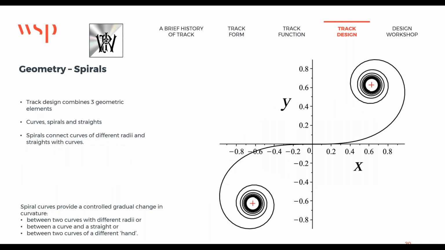Okay, spirals. That's a lovely spiral, isn't it? I like that. Spiral curves provide a controlled gradual change in curvature between 2 curves of a different radii, or between a curve and a straight, or between 2 curves of a different hand.